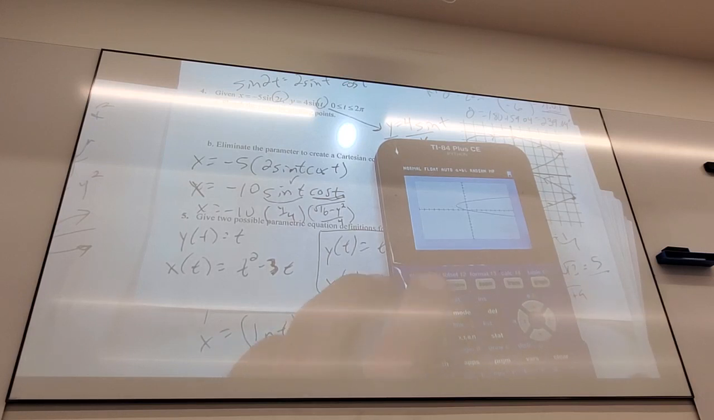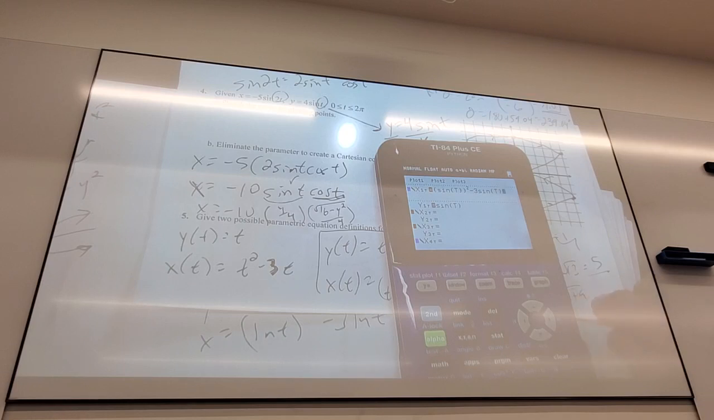Okay. If I do the other one we just did, the sine, if I let y equal sine t, that would mean x is sine of t squared minus 3 sine of t, I believe, is what it was. Okay, you ready? Let's see what this does.